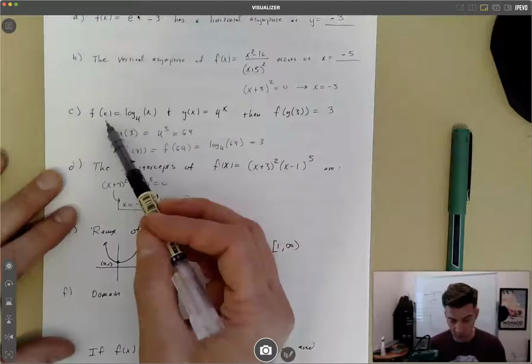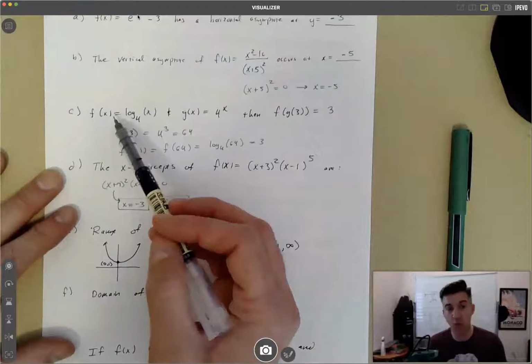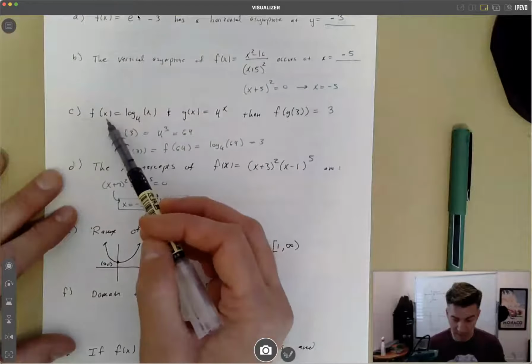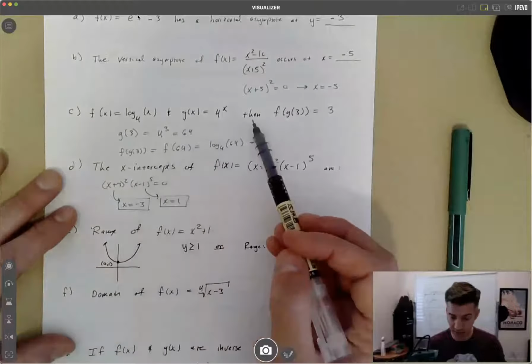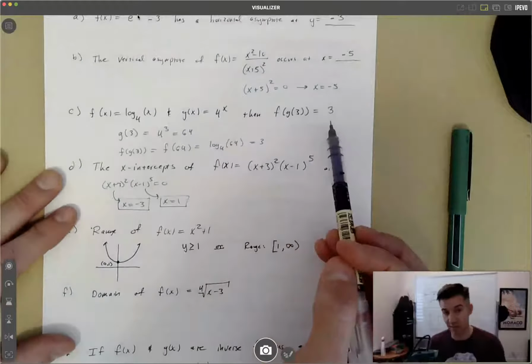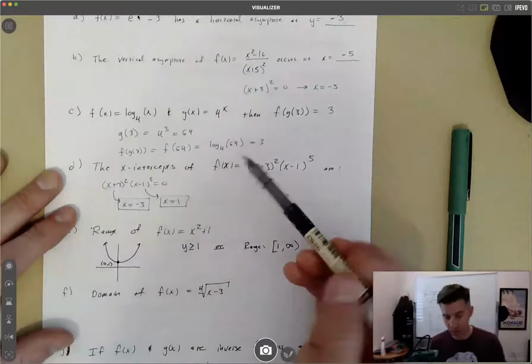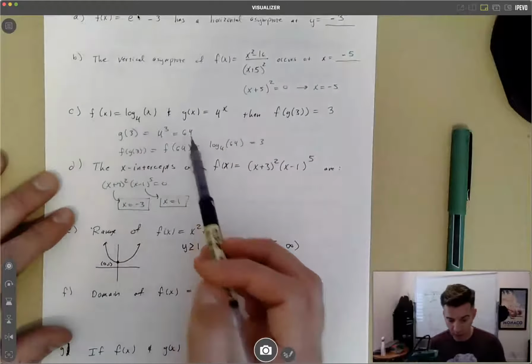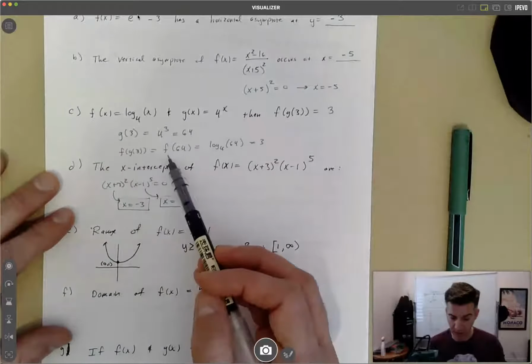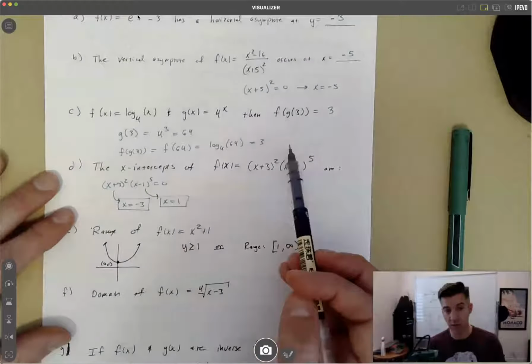For this question, we're given f of x equal to log base 4 of x, g of x equal to 4 to the x, and we're asked for f of g of 3, and the answer is 3 because f of x and g of x are inverse functions. You can also show this work to show that g of 3 is 64, and f of g of 3 is f of 64, which is log base 4 of 64, which is 3.